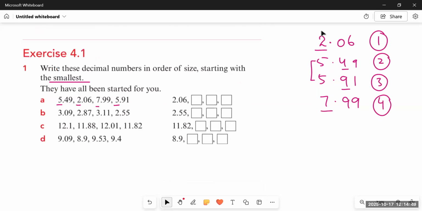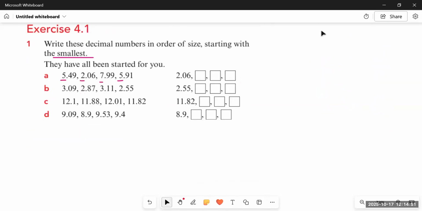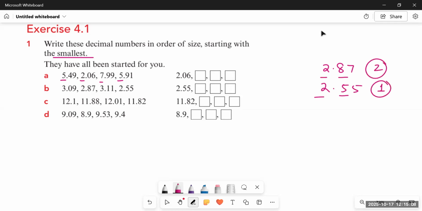Okay, now let's see in part B. We have been provided with 3.09, 2.87, 3.11, 2.55. So we have to compare 2.87 and 2.55 first. Among these two, 2 and 2 are same. So we will compare 8 and 5. 5 is smaller, so it will come first. Then comes 2.87. Now we will compare 3.09 and 3.11. So since 3 is the same, the whole part is equal to each other. So we will compare the first decimal place. 0 is smaller than 1. So this one comes first and this one at the end. So the sequence would be 2.55, 2.87, 3.09, 3.11.